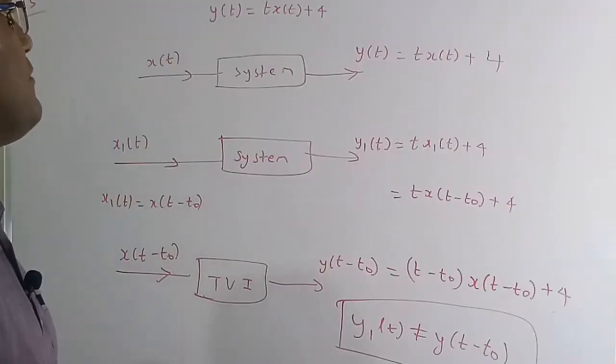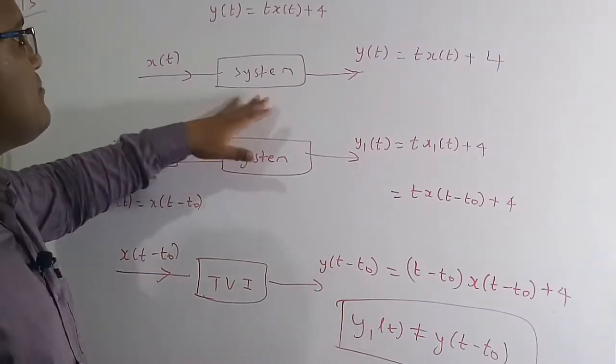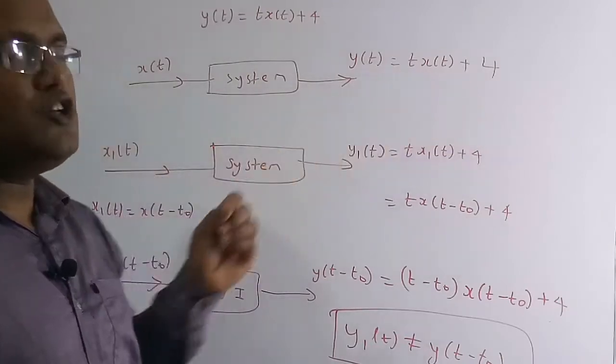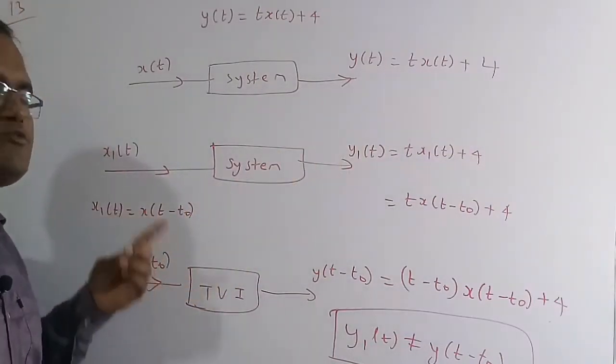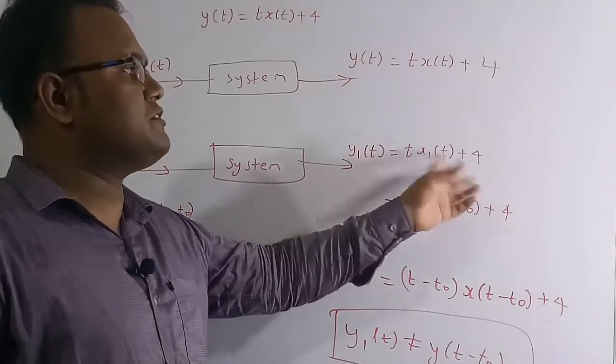So now we are going to check whether this system is a time variant system or time invariant system. See, for this system, the input is x of t and the output is y of t is equal to t into x of t plus 4. So let me assume a new input which is x1 of t. So therefore the output expression is y1 of t is equal to t into x1 of t plus 4.